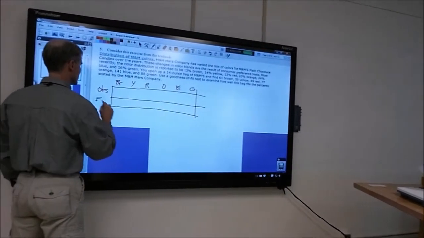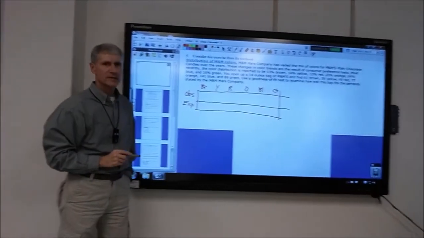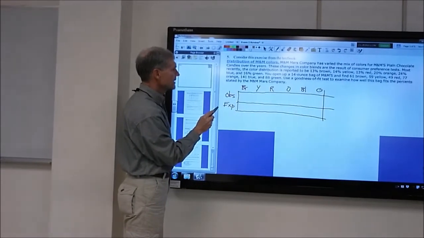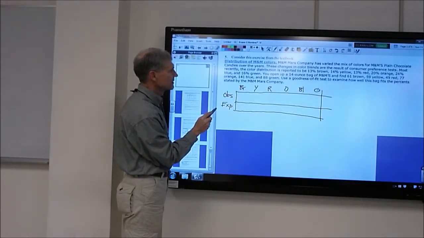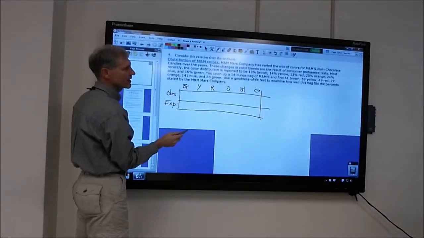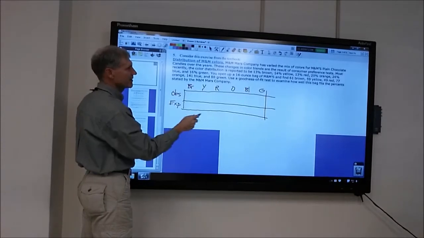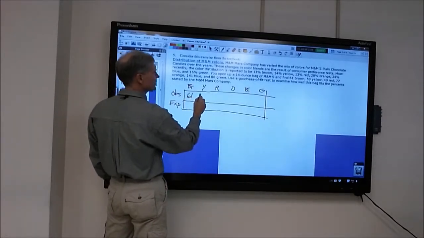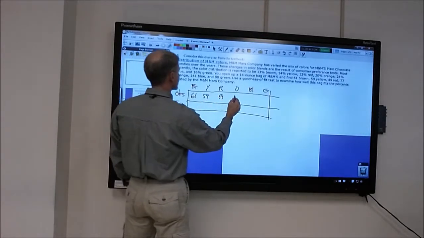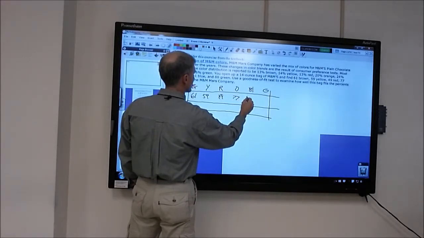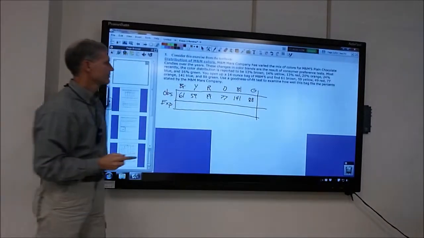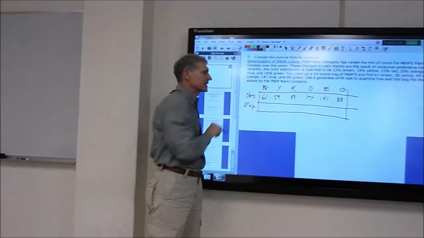And then expected looks like that. Okay? So now it says you open up a 14-ounce bag and find 61 brown, 59 yellow, 49 red, 77 orange, 141 blue, and 88 green. So now how do I get my expected counts?